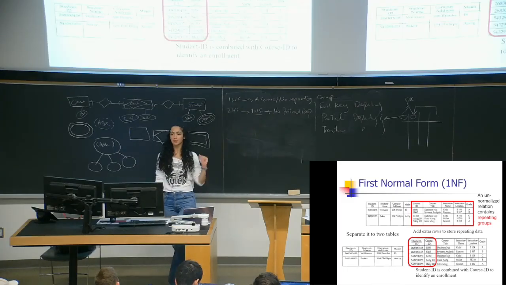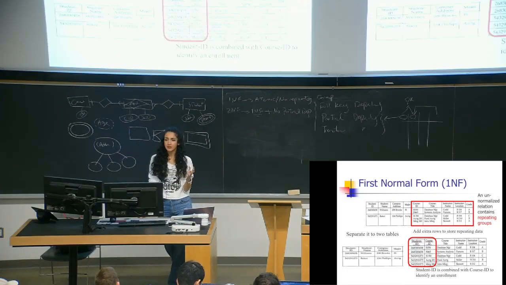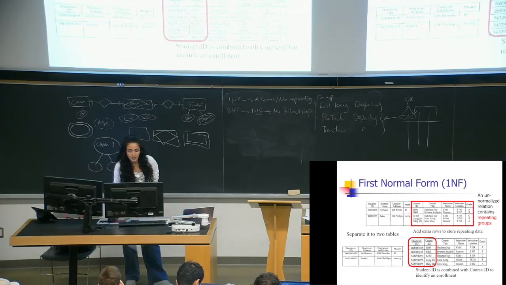What is partial dependency? Let's say you are talking about the enrollment table here, okay? What is the primary key here? A student ID and course ID, right? We have a composite primary key. Do we have any non-key column here that depends on only one of these?